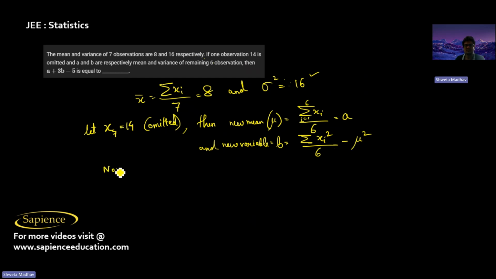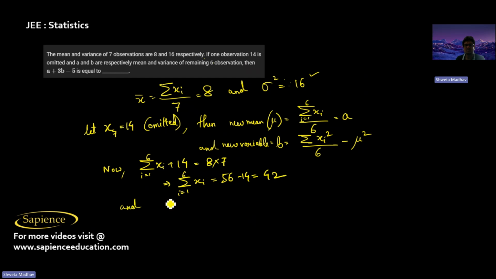So now, therefore, I can say summation xi, i from 1 to 6, plus 14, is equal to 8 into 7. Therefore, the sum of the first 6 observations, that is 56 minus 14, is equal to 42.